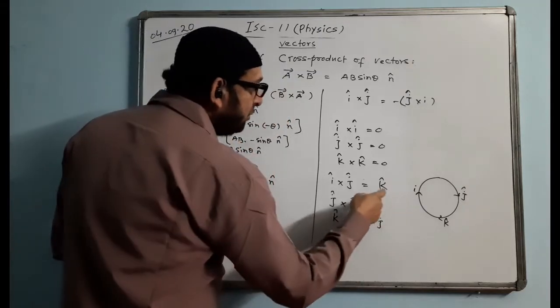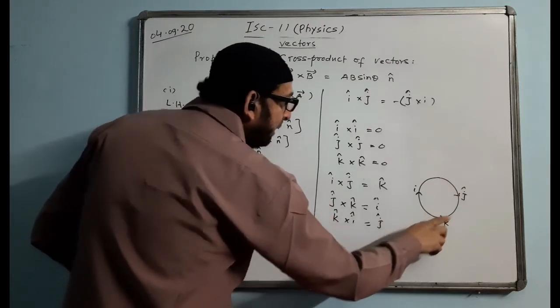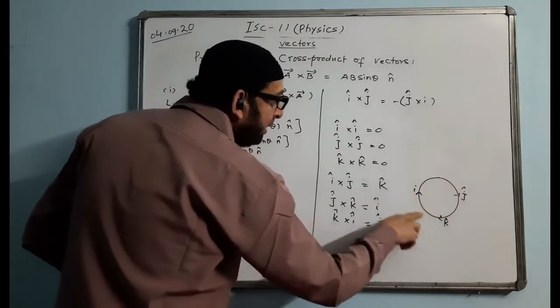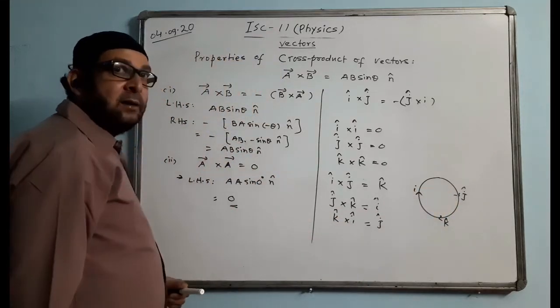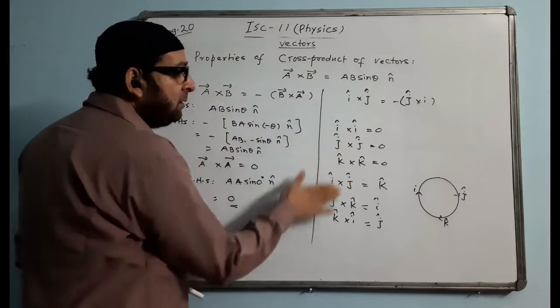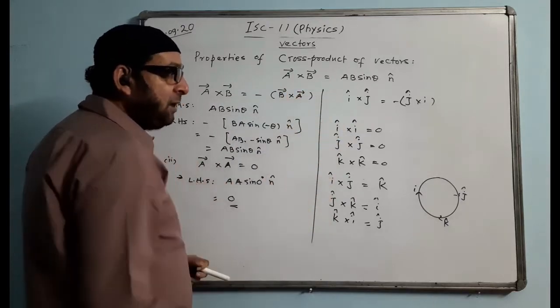Similarly, when you do the opposite, reverse, J cross I will be equal to minus K. K cross J will be equal to minus I, and I cross K will be equal to minus J. When you reverse the order, you give a minus sign. So this is how we apply the cross product of two vectors in terms of I, J and K.